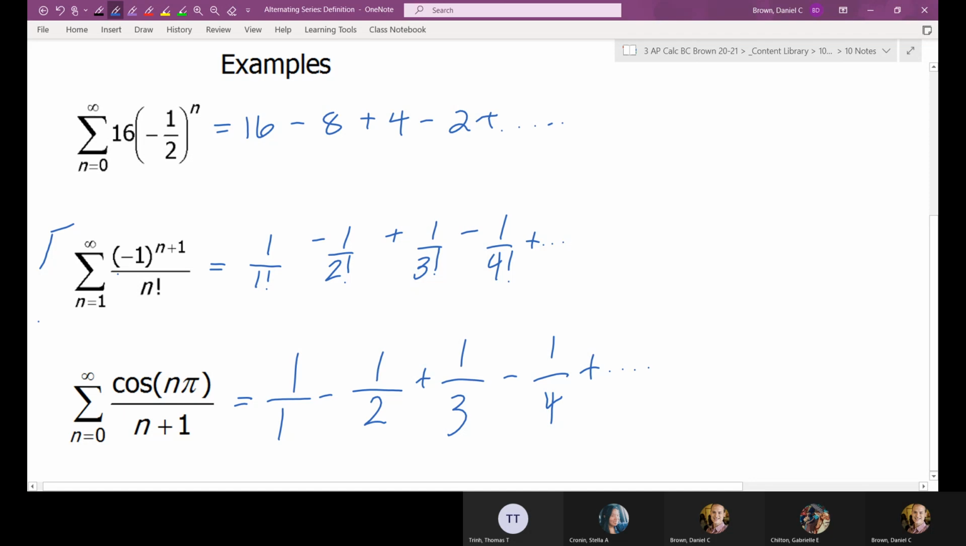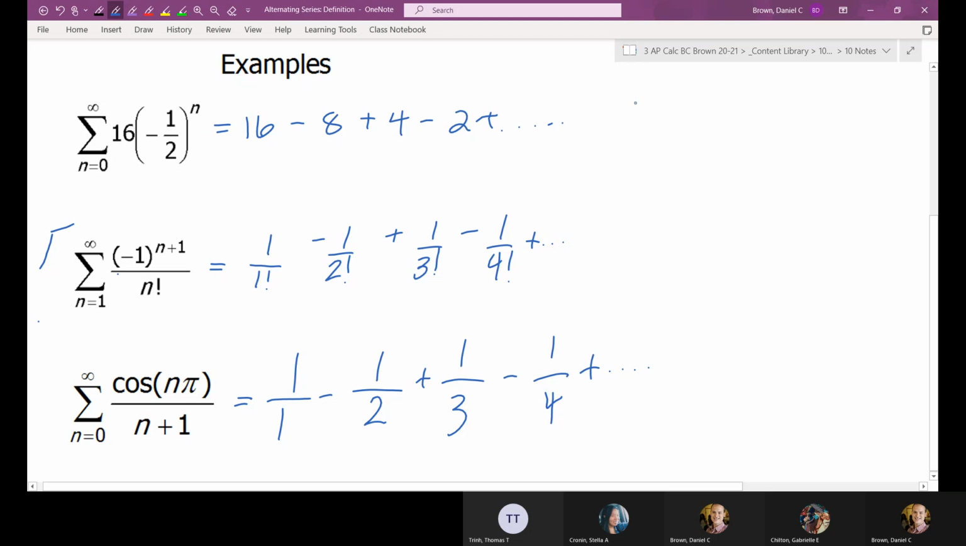Ian, you had a question. You're good. How would you determine convergence of that middle one? You would use what we're doing today, the alternating series test. Oh, right. So yeah, I forgot that one. Yeah, we're learning that today.